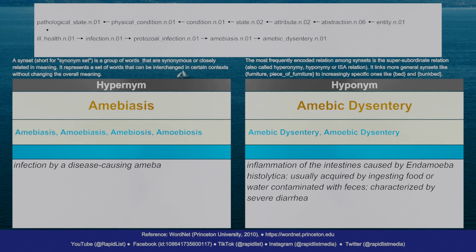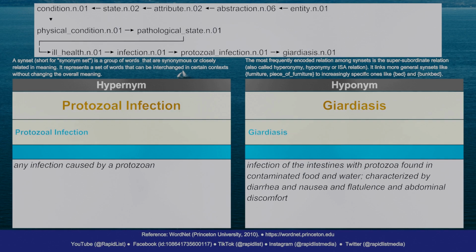Inflammation of the intestines caused by Endamoeba histolytica, usually acquired by ingesting food or water contaminated with feces, characterized by severe diarrhea. Giardiasis. Infection of the intestines with protozoa found in contaminated food and water, characterized by diarrhea and nausea and flatulence and abdominal discomfort.